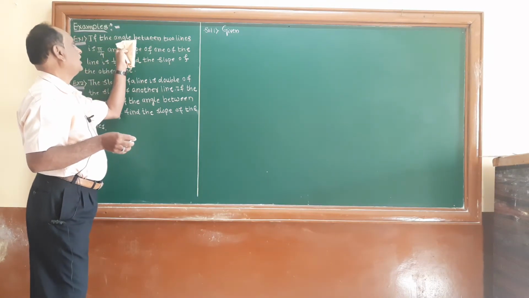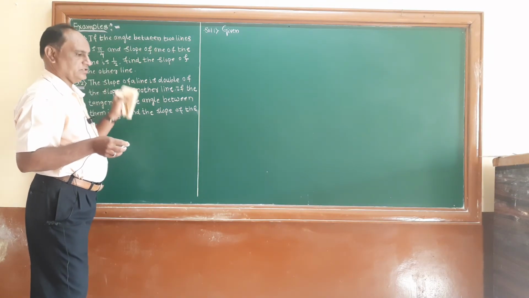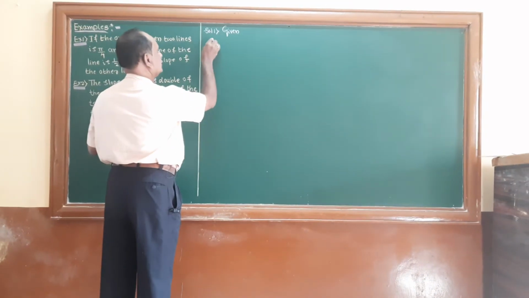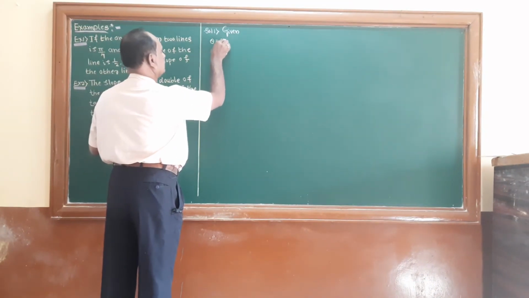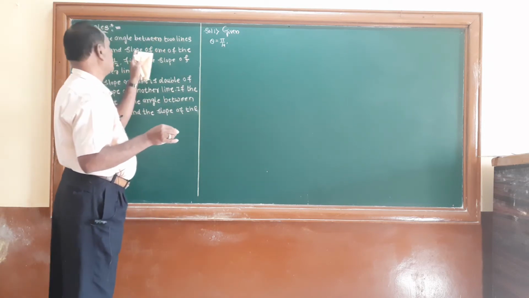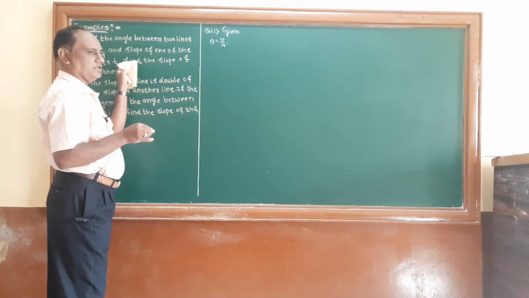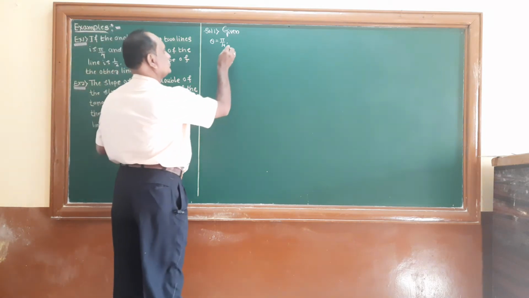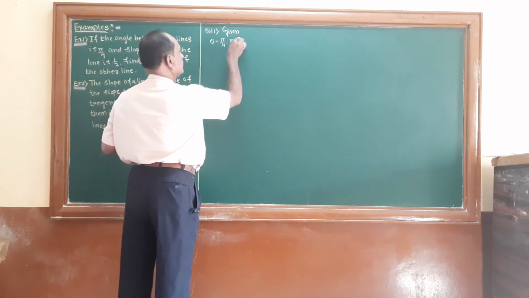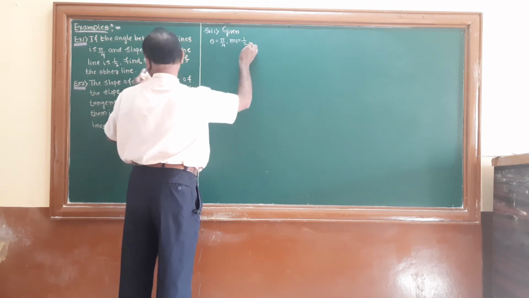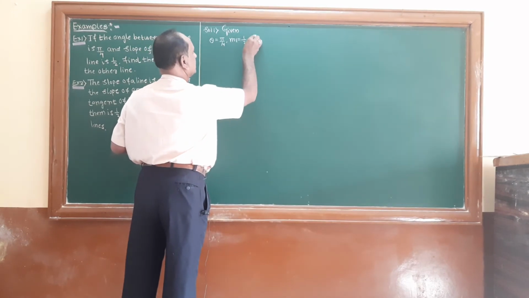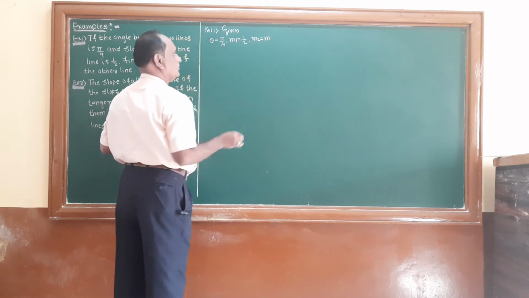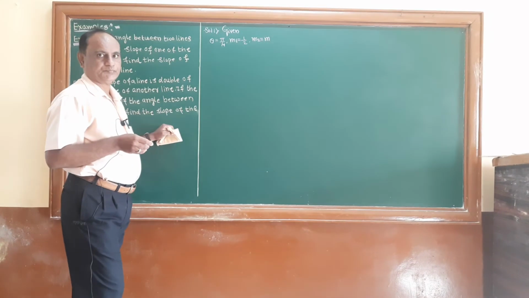If the angle between the two lines is pi by 4, that is theta is equal to pi by 4 is given, and the slope of one of the lines is 1 by 2. It means for the first line the slope m1 is equal to 1 divided by 2. Then you have to find the slope of the other line, that is m2. Suppose m2 is equal to m; we have to calculate the value of m.